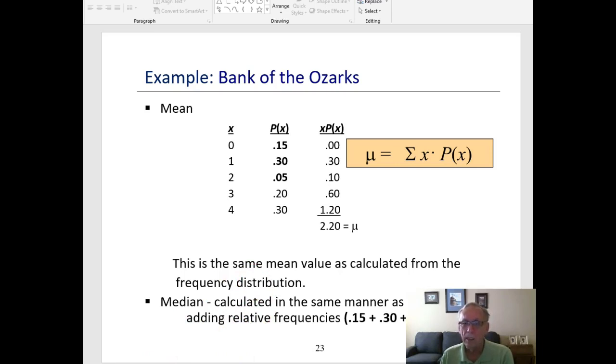How is the median calculated? Where do we determine what the median is of these numbers? We have to get to 50%. So if we add down on the p of x, we got 15%, 30%, gives you 45%. The mean is right at 2.0, at the end of 2.0. I'm sorry, that becomes your median.